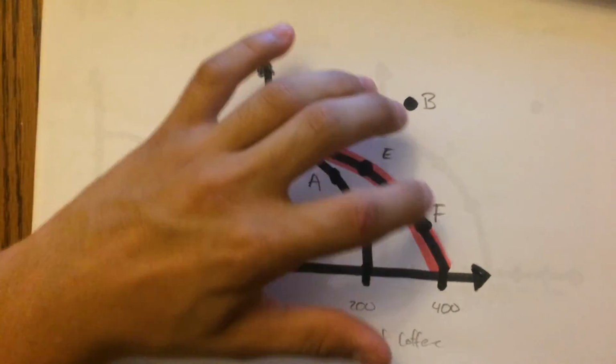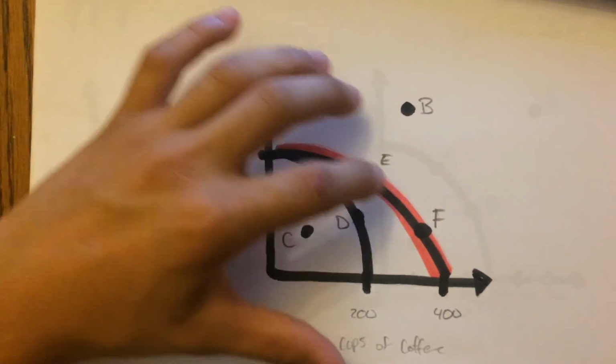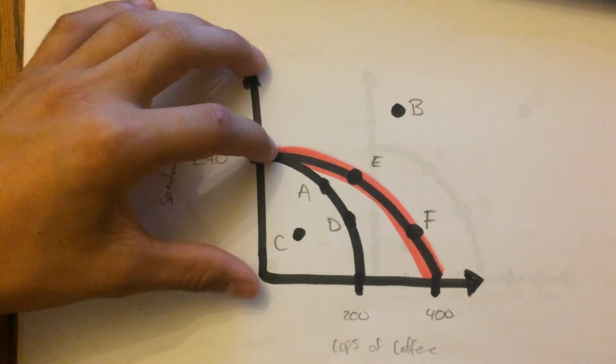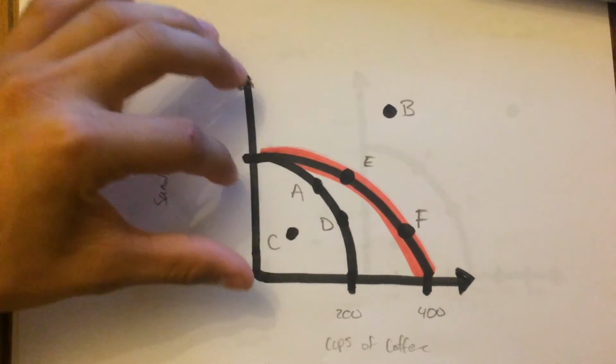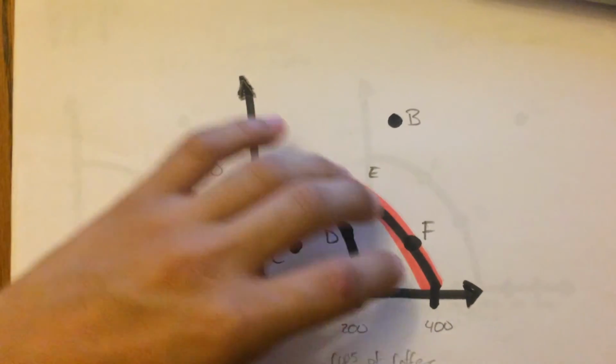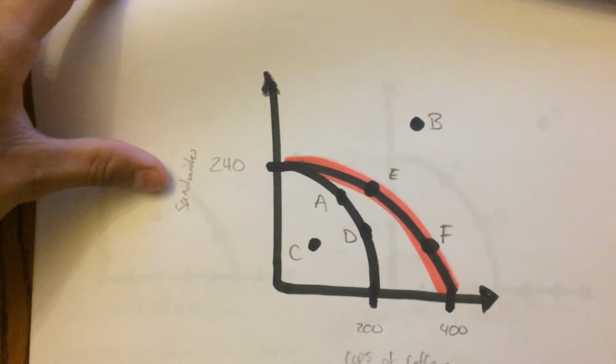I made two new points, point E and F, which are on the curve, that represent that I can still make those amounts of sandwiches below the 240 and within the 400 cups of coffee.